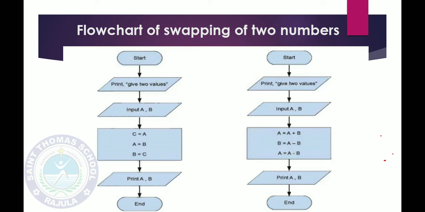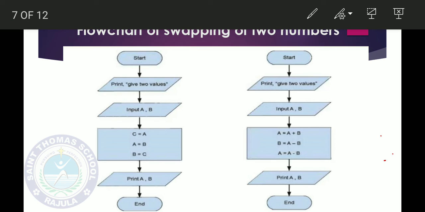And then, without an extra variable: start the flowchart, then give two values. Again you have to give the values for A and B, that means number 1 and number 2. Now A is equal to A plus B, B is equal to A minus B, and A is equal to A minus B. Then the swapping will happen automatically, students, and print A and B. I will show you how it works with one example.